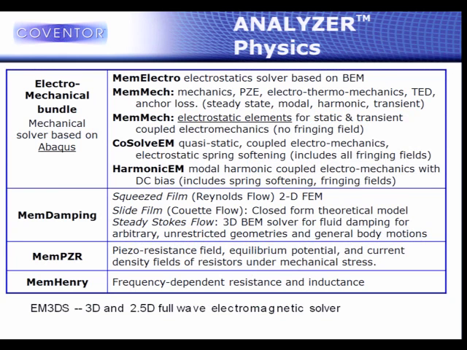Reviewing, the real strong suit in Coventorware is electromechanics. For pure electrostatics, we have MEM-Electro, which is a boundary element solver, and MEM-Mech, which is based on Abaqus for mechanics and piezoelectrics, and all these other things listed. And then recently we added electrostatic elements to MEM-Mech. Actually, this was partly a response, to be perfectly honest, to our competition from ANSYS, because they have electrostatic elements. A lot of people use them.